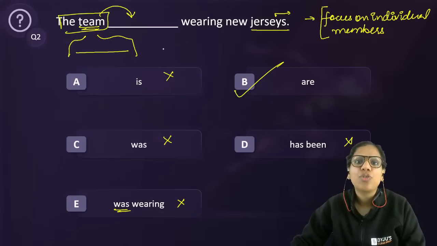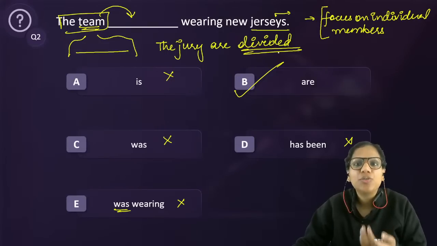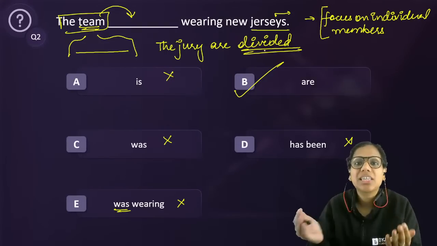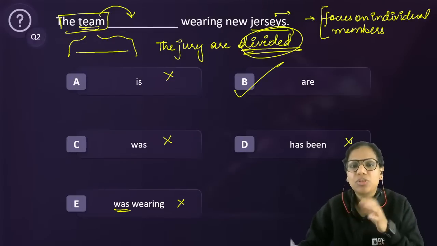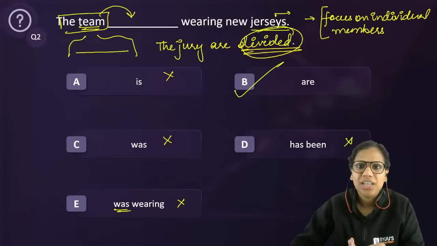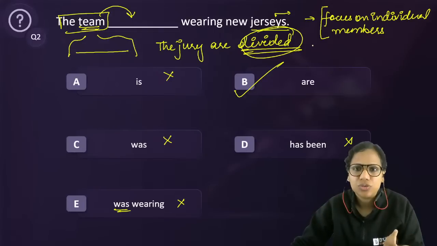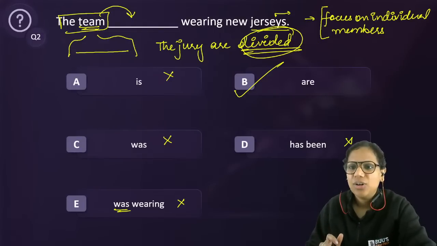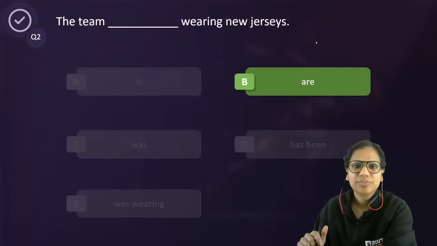Right? So, for instance, another example: the jury are divided. Now, if there is a division, that means it's no longer acting as one single group, right? Again, the focus then comes on individual members. Some people are leaning towards a decision, some people are leaning against it. So the jury are divided on so and so decision. Okay, perfect. Let's go to the next question then.